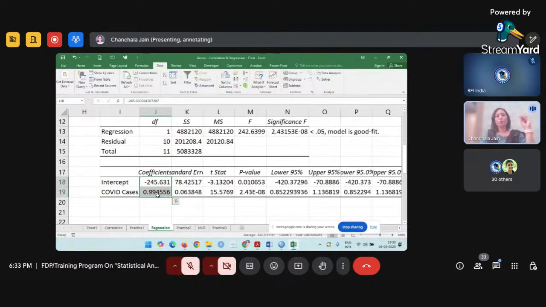But before reporting these two as an equation or model form, you need to ascertain whether these two are significant or not. So how can you ascertain that? By looking at these two things, because in regression we are also getting the T statistic and its P value.